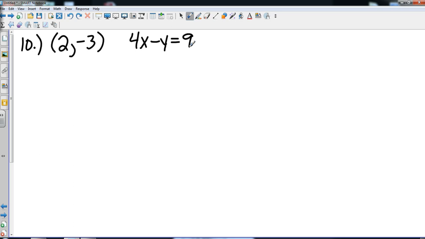If it's parallel to that one, what does that tell you? It has the same slope as that one does. So I need to find the slope of that one. So I need to put that one in y equals mx plus b form. It's pretty close. I just need to change a couple of things. What do I need to do?